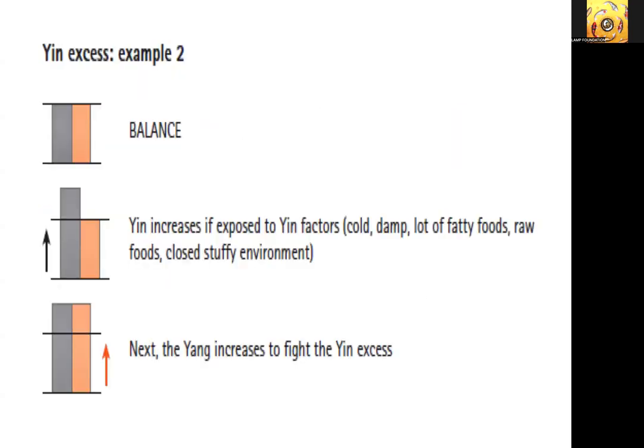Let's go to another example. So the first tower diagram, of course, is the balance of the yin and yang. The second one, the yin increases. So this time it's the yin that increases because of exposure to yin factors like cold, damp, a lot of fatty foods, raw foods, and closed, stuffy environment. So eventually, the yang will have to react. The yang increases to fight the yin excess.